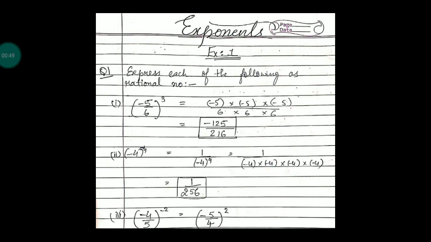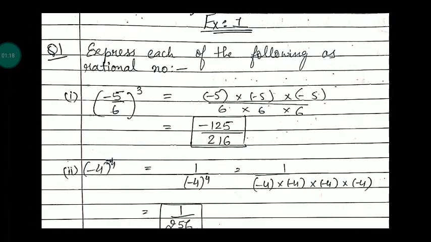Moving on to our first question of the exercise. Express each of the following as a rational number. Here the rational number is expressed in exponential form. What are rational numbers? Rational numbers are integers in fraction form where the denominator is unequal to 0. They may be either positive or negative. So here, minus 5 upon 6 raised to 3 means minus 5 is multiplied thrice as well as 6 multiplied thrice. So multiply and get the answer.